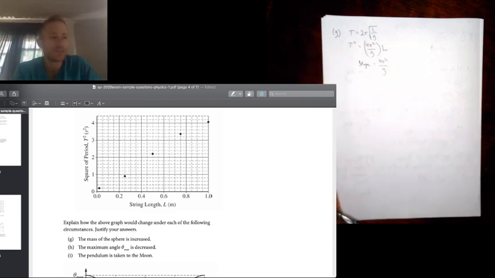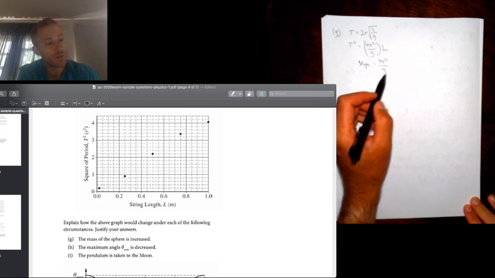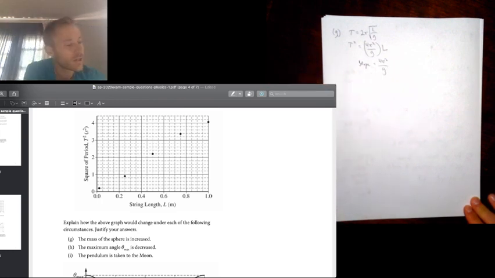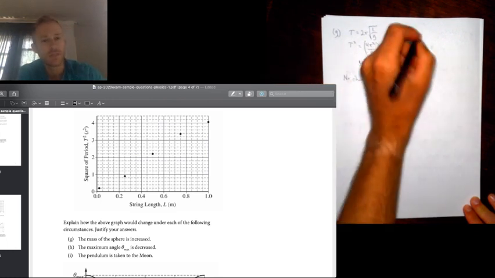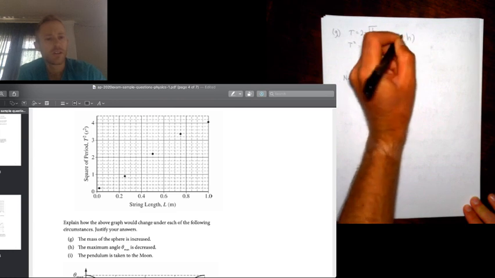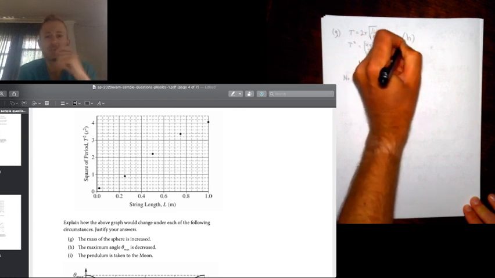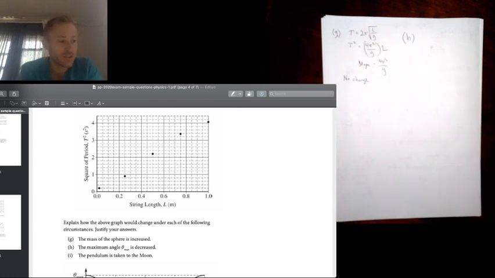Okay, so explain how the graph would change under each of the following circumstances. The mass of the sphere is increased. Does the slope depend on mass? No. Okay, so I would say there's no change for G. H, what if the maximum angle is decreased?